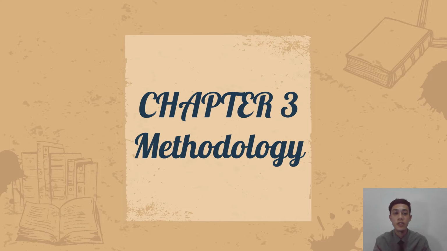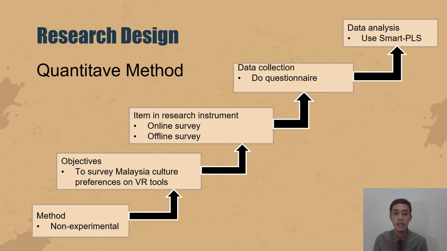Next, we go for chapter 3, which is methodology. For this research design, I use a quantitative method. In quantitative research, hypotheses are tested and the relationships between variables are investigated in order to reach a study aim. So, the first step I use in my method is non-experimental because a sample of the population is used to gather data on population trends, behavior, and opinions.